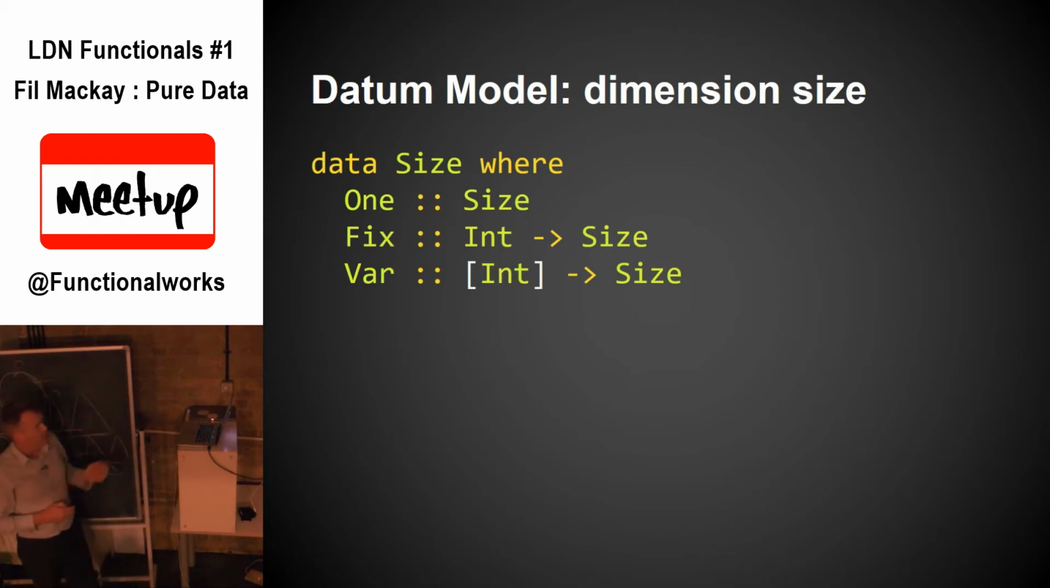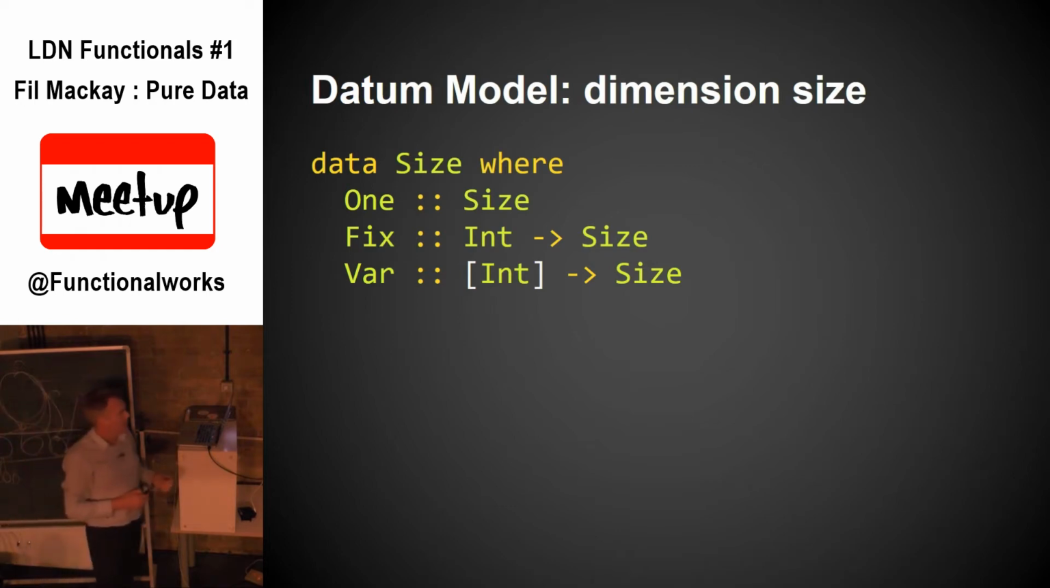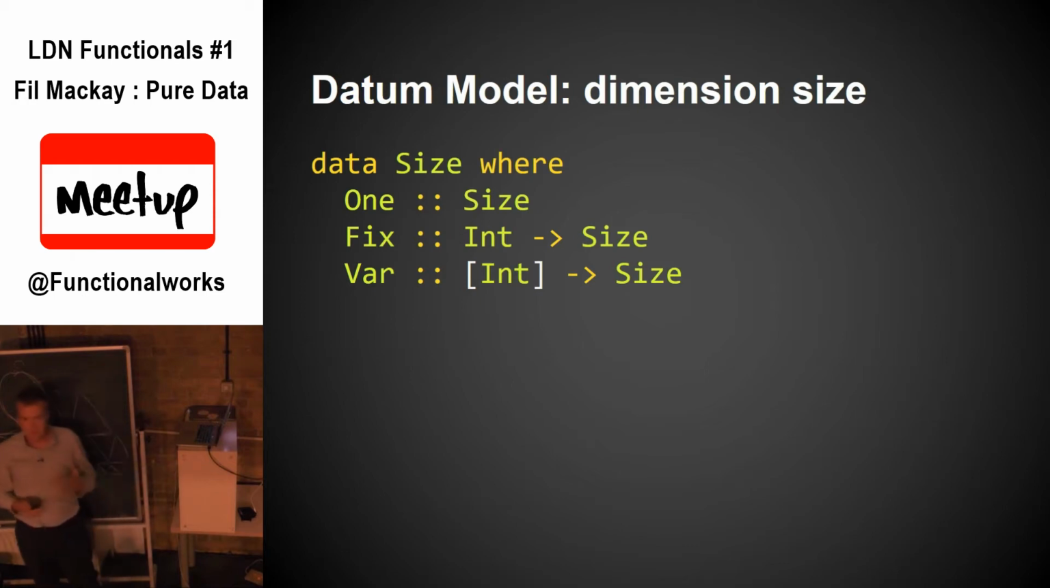There are three different constructors of size. There is one, which represents a dimension to which there is only one single value, so it'd be like unit. Really the only reason you'd use size 1 is for the root dimension, which you only ever have one instance of. There's a fixed size, which means that every child value in a particular dimension is always of the fixed size.